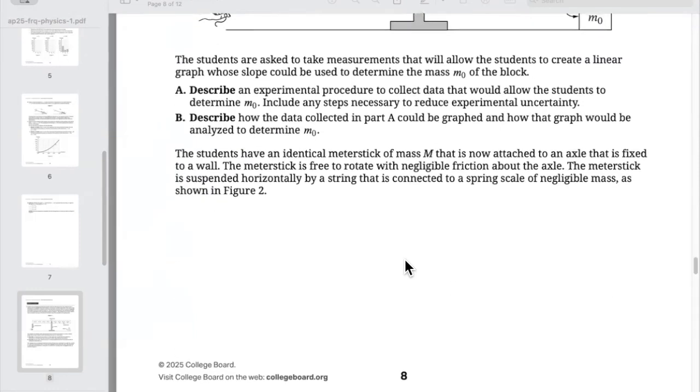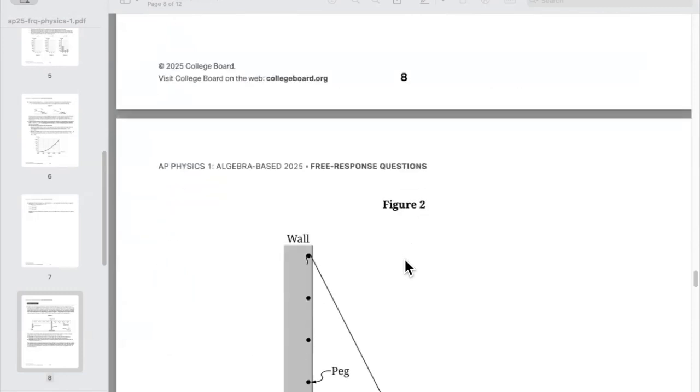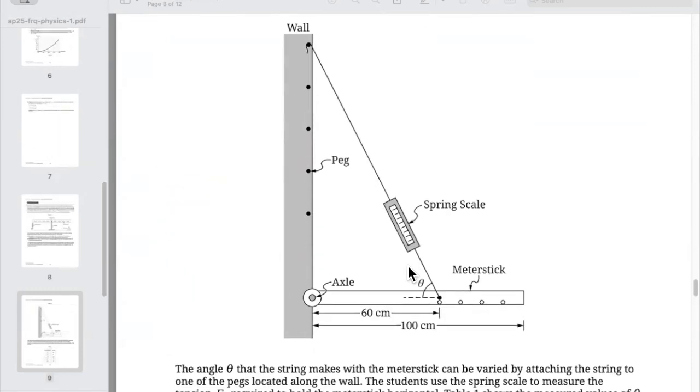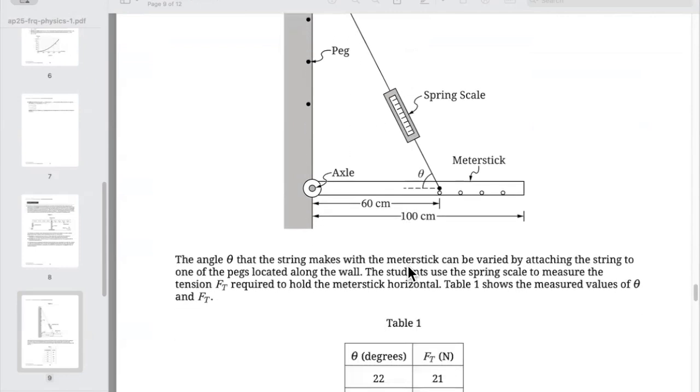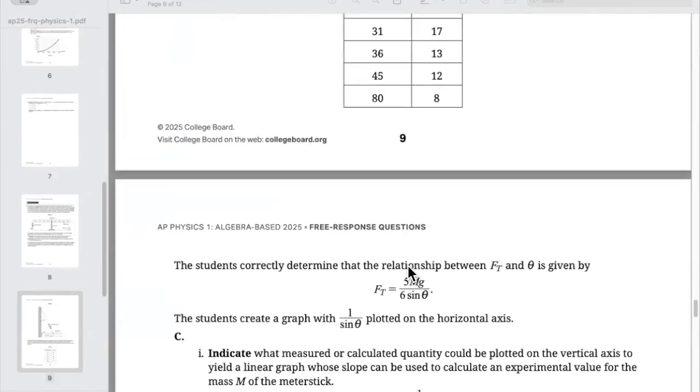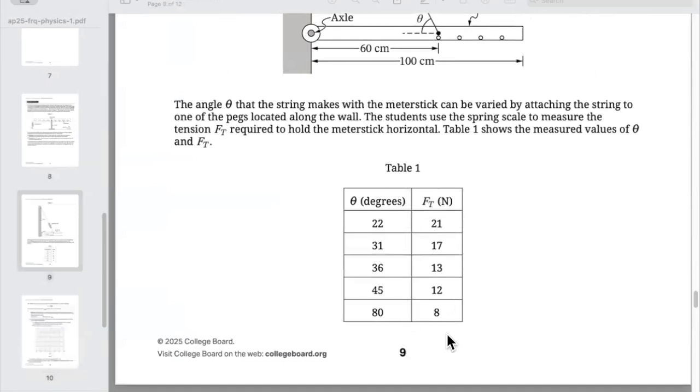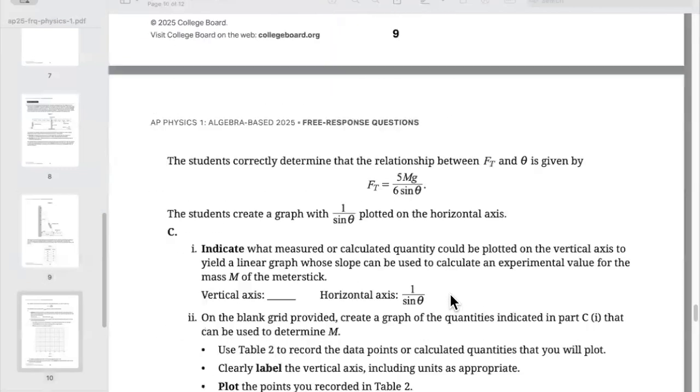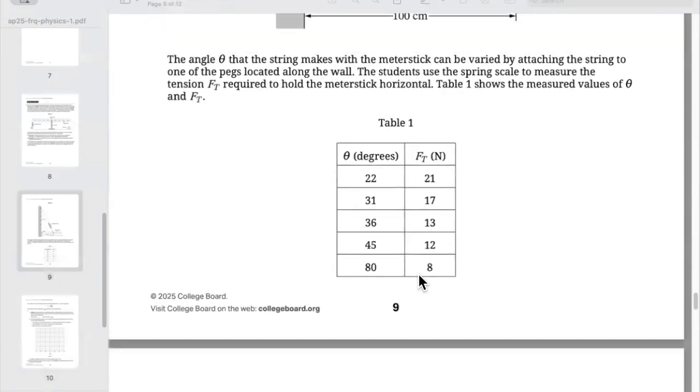Okay, identical meter stick where the axle is fixed to the wall and you suspend it horizontally by a string that is connected to a spring scale of negligible mass. Okay, the angle that the spring makes is given by this, and you're also given that. This doesn't look all that fun. So you create a graph with 1 over sine of theta, and you have to determine what m is. I assume we know that g is 10 here again.